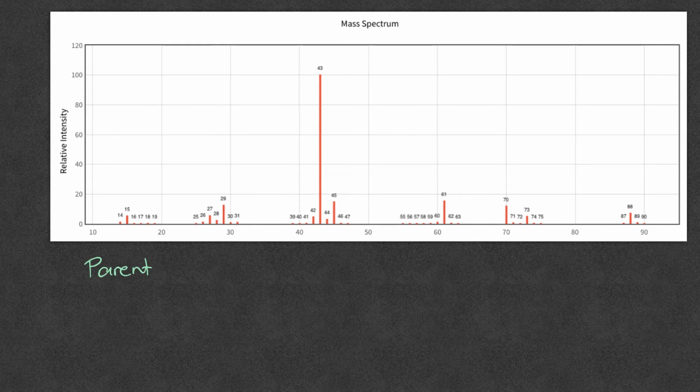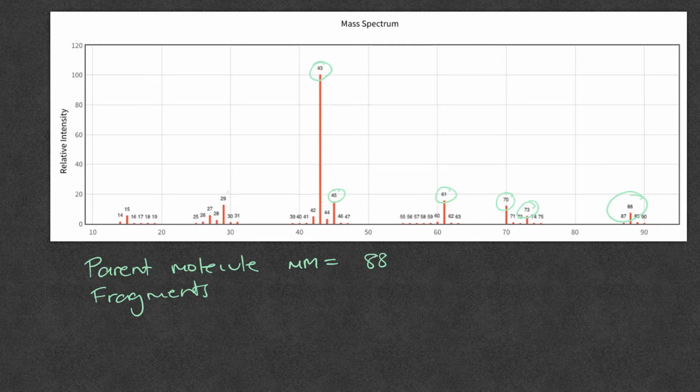It gives us information about the parent molecule, and the parent molecule, when it's actually put into a flow of rapidly flowing electrons, will become ionized and also break into fragments. And those fragments that we get are given here. So we've got 73, 70, 61, 43, 45, 29 and 15.